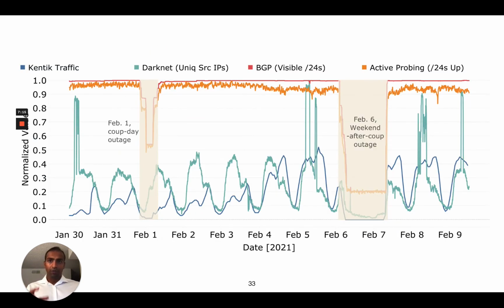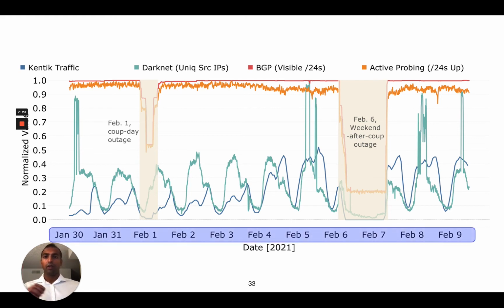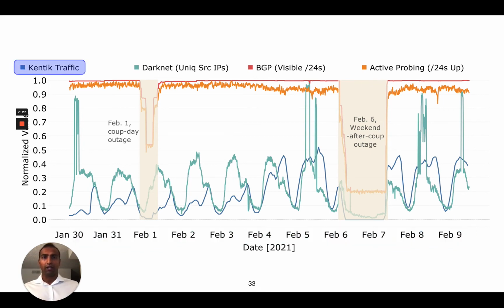So this figure shows country-level data for Myanmar, that is, data aggregated from all networks, from both IODA and Kentik during the time of the coup, from January 30th to February 9th, showing time series of the traffic from Kentik and the darknet, BGP, and active probing signals from IODA. These signals have all been normalized to fall in between 0 and 1 on the y-axis.